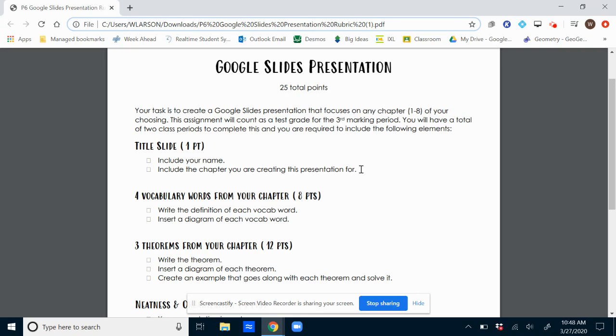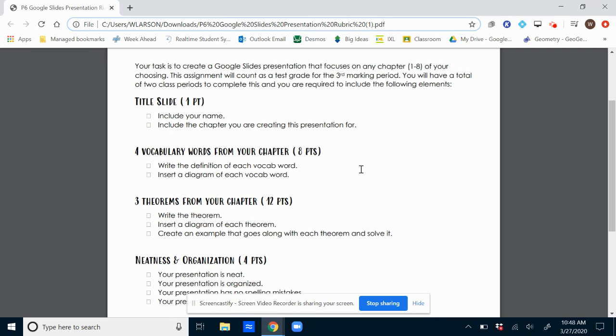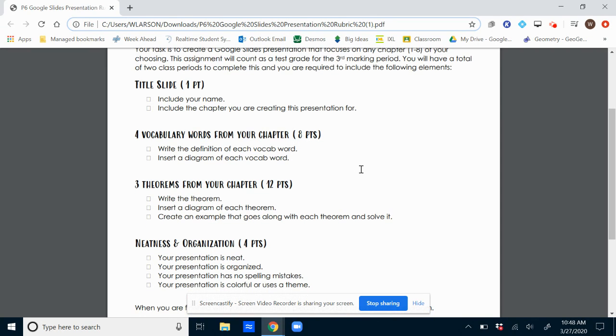You have a total of 2 class periods to complete this, and you're required to include the following. So again, it's today's class and Wednesday's class. This will be due at 11:59 p.m., or midnight Wednesday. So you have this class period, Wednesday, all the way up until midnight Wednesday night to complete this.